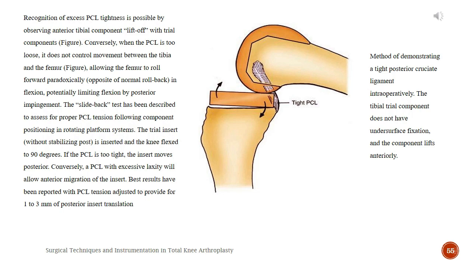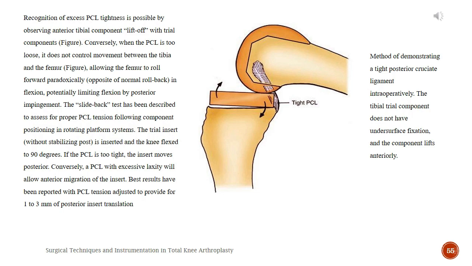Figure. Conversely, when the PCL is too loose, it does not control movement between the tibia and the femur, figure, allowing the femur to roll forward paradoxically, opposite of normal rollback, in flexion, potentially limiting flexion by posterior impingement. The slide back test has been described to assess proper PCL tension following component positioning in rotating platform systems.